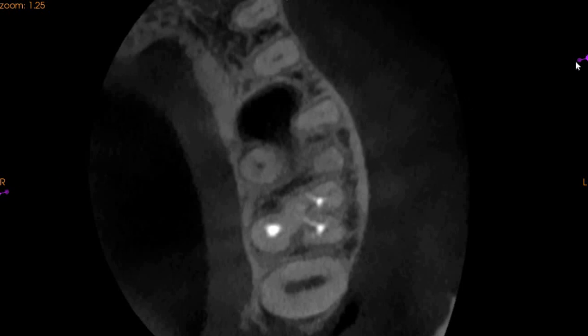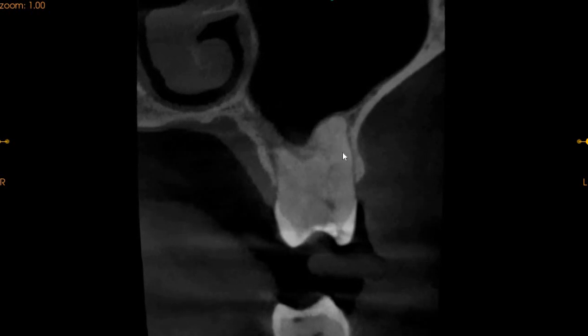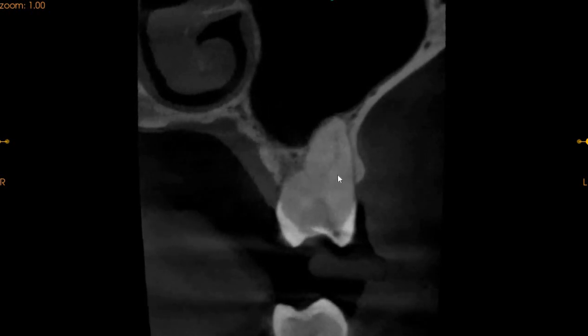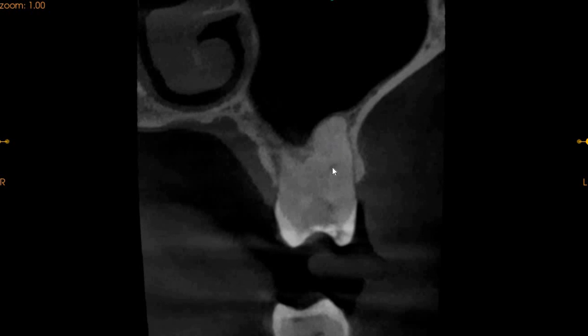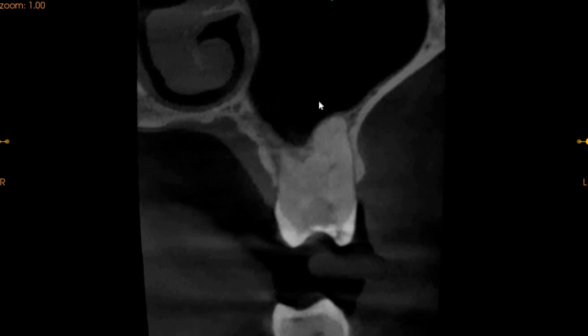Now moving to the view where you can clearly see the two, MB1 and MB2. This is MB1, which can be clearly seen from the start all the way down to the apex, and this is the MB2. Very faintly you can appreciate it right here, and this is the isthmus which connects the two. So we cannot see a separate apex, but we can definitely see that there is an MB2 present.